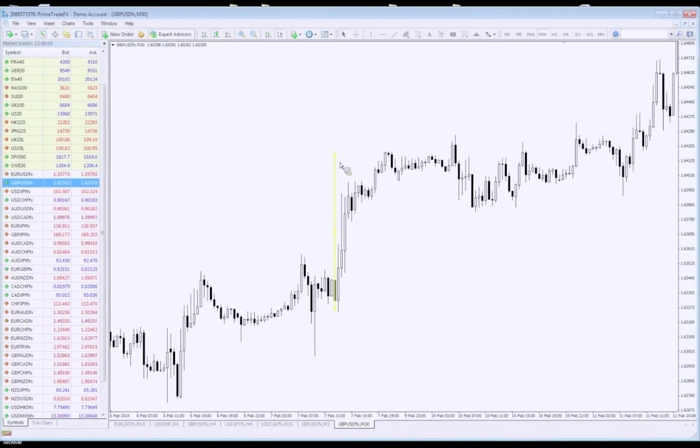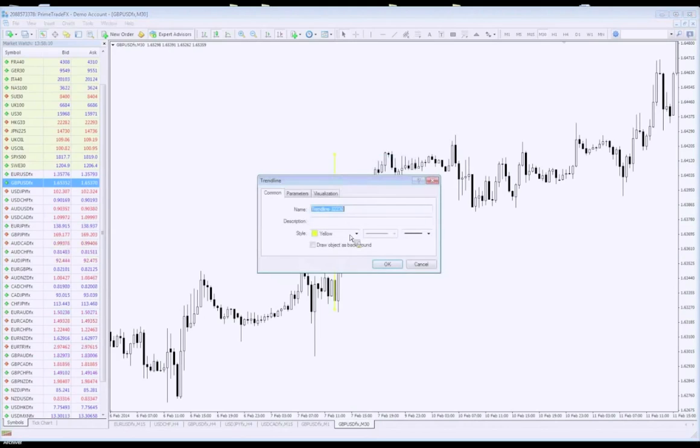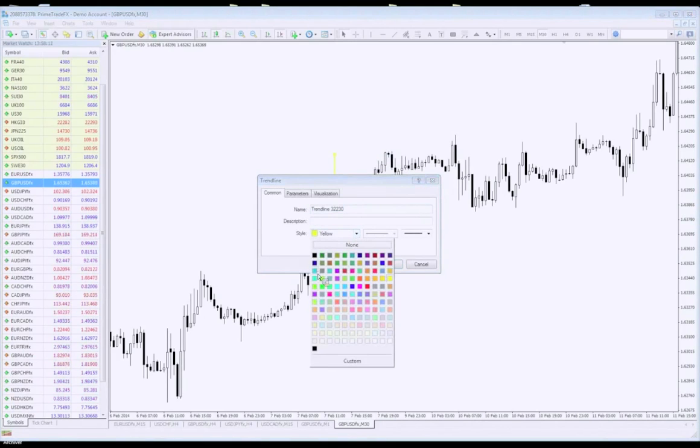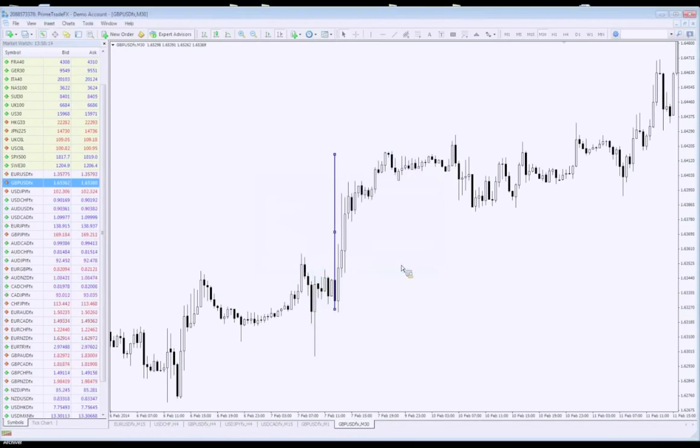Oh, I got to change all my colors here now. Let me just do this. I forgot to do this this morning. All right. So this is the flag portion. You see these 3 really powerful candles, these really dominant candles? Gave us a nice drive up. That's the flag pole of a bull flag.